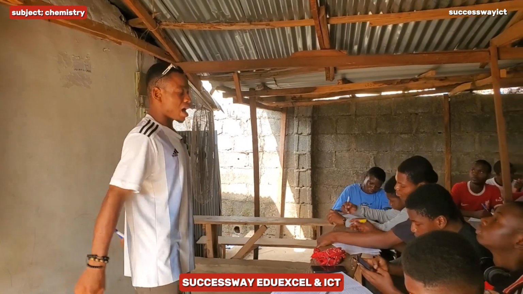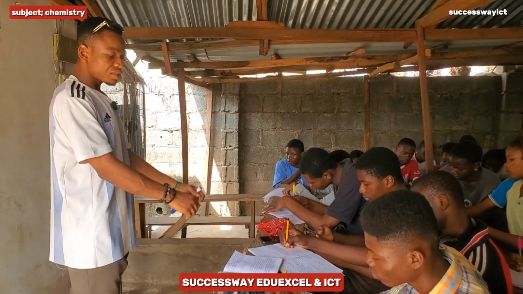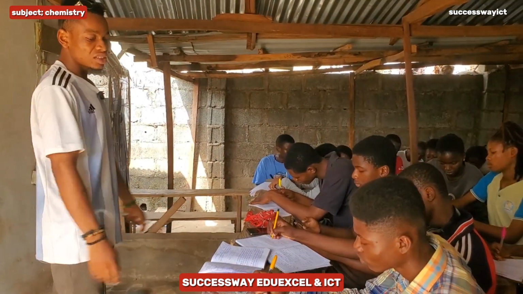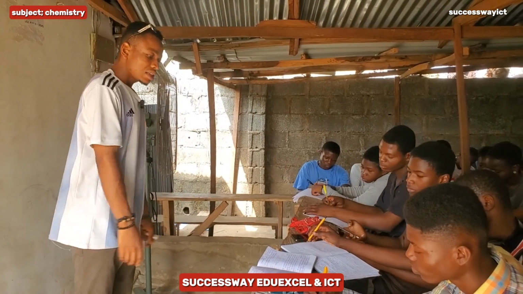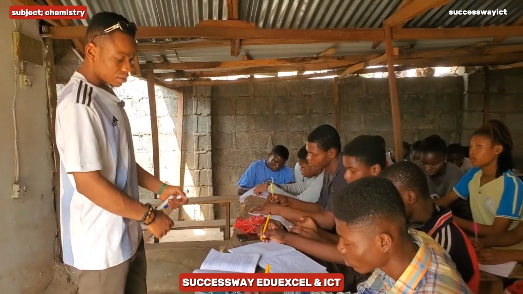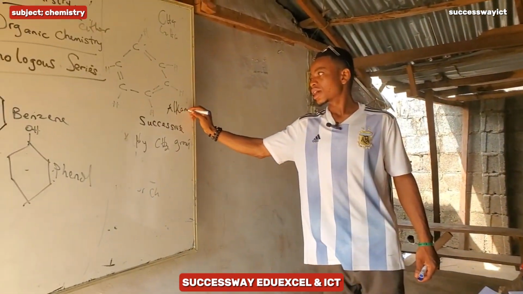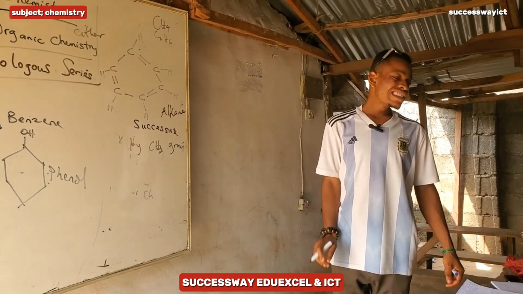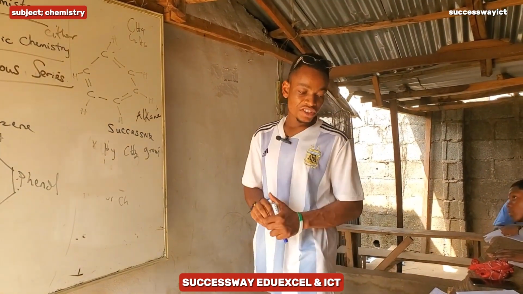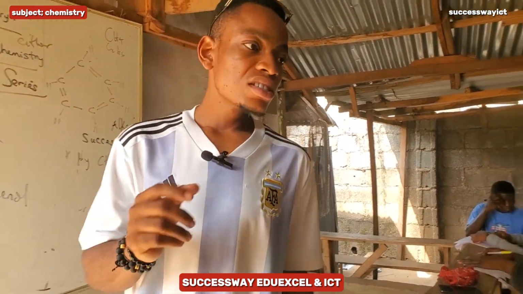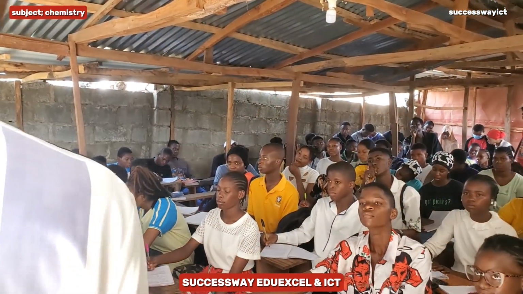The simplest member, the simplest homologous series, is alkane. The simplest is alkane. Now, we have talked about homologous series.